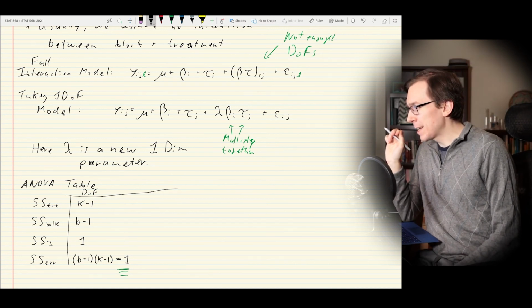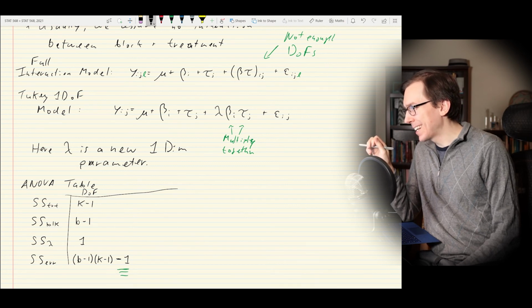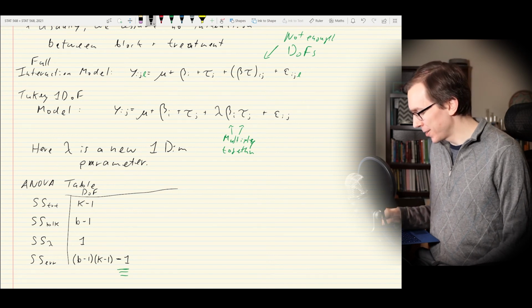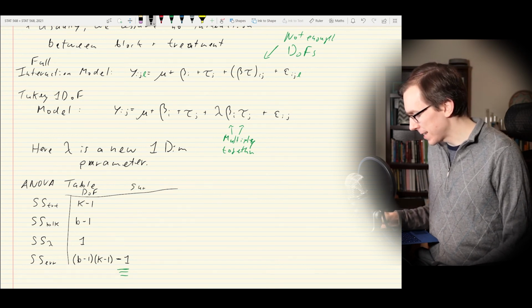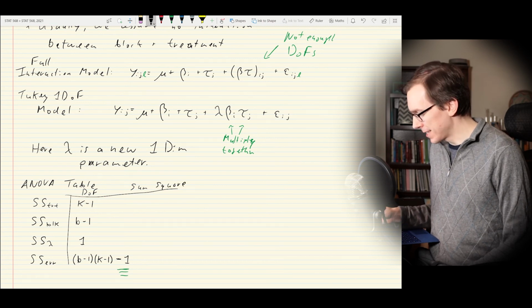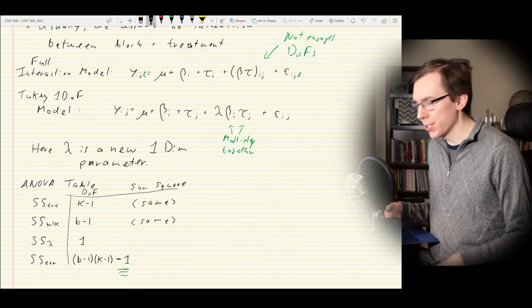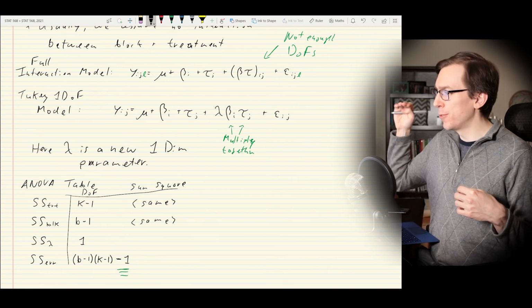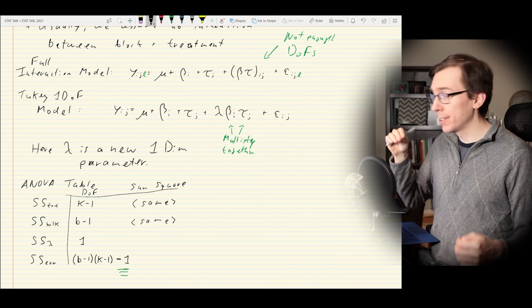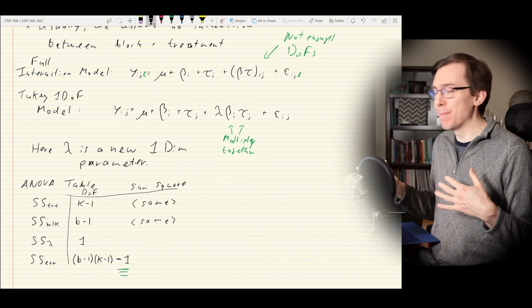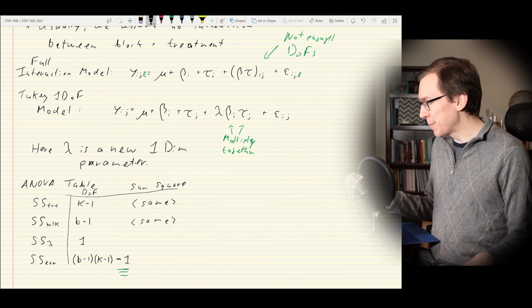And the sum of squares formulas are kind of the same, but the lambda one is quite annoying. So for the sum of squares, well, what we get here is a couple things. This is the same, and this is the same as above. So nothing actually changes in how we compute the sum of squares for our treatment or for our block. But we have to compute a sum of squares for lambda. I'm not going to derive it because it's kind of annoying. I'm just going to write it down.